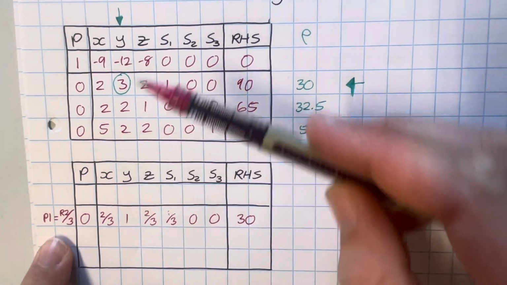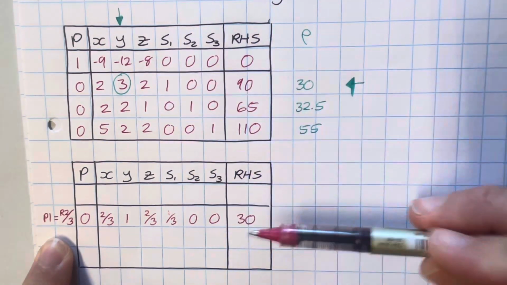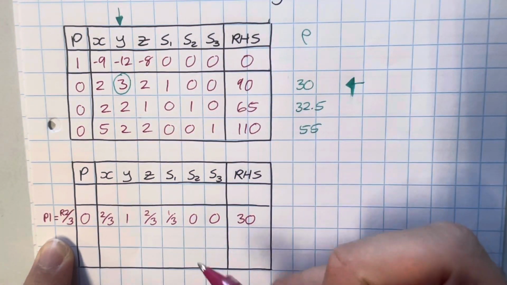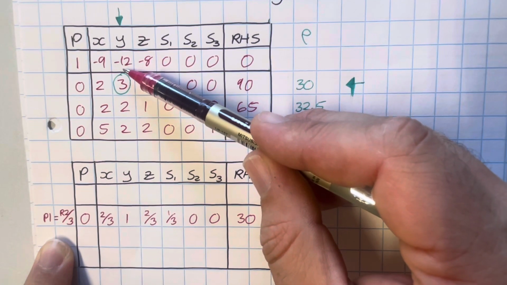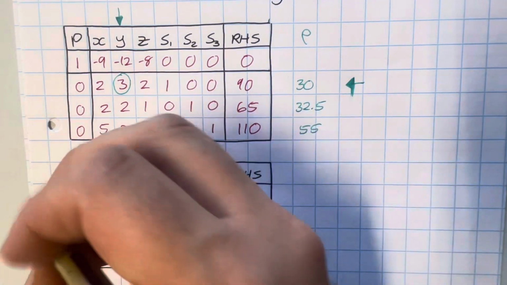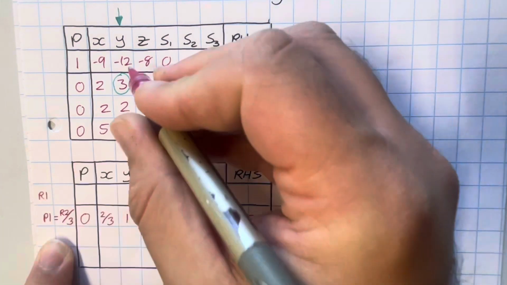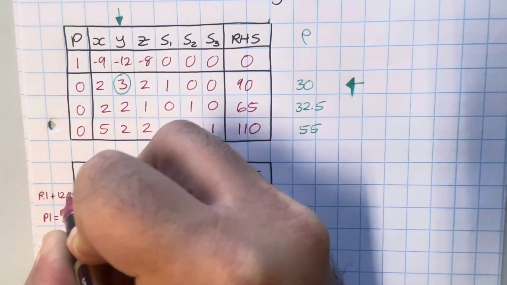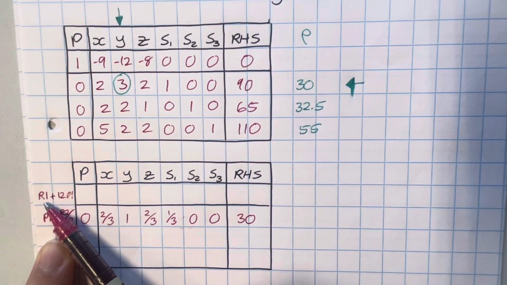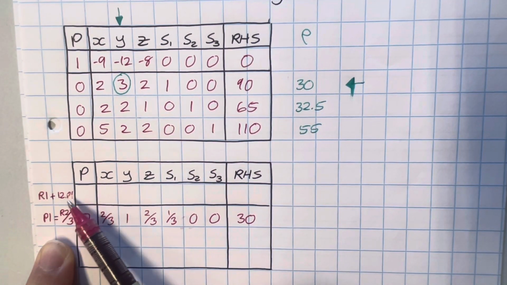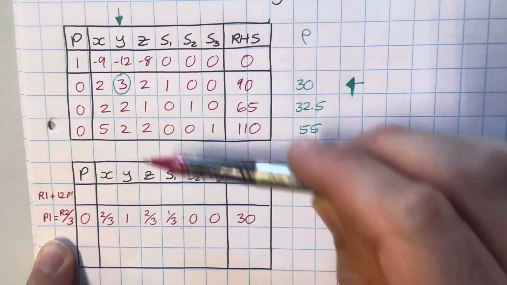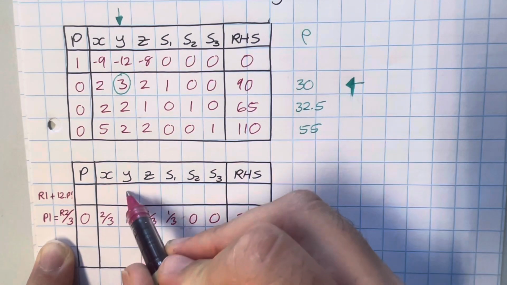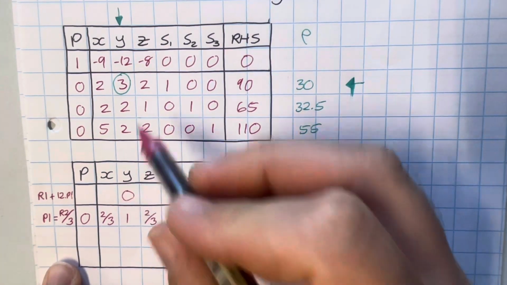Now I need to add multiples of this row to the other 3 rows so that everything else in that column is a 0. So row 1, the top row, is going to be the previous row 1, and I'm going to add 12 times the pivot row. So row 1 of the previous table plus 12 times the pivot row, which is this row here. And that will ensure I've got minus 12 plus 12 times 1, which will make that entry 0, which is what I want. Let's put the instructions down for the other ones.